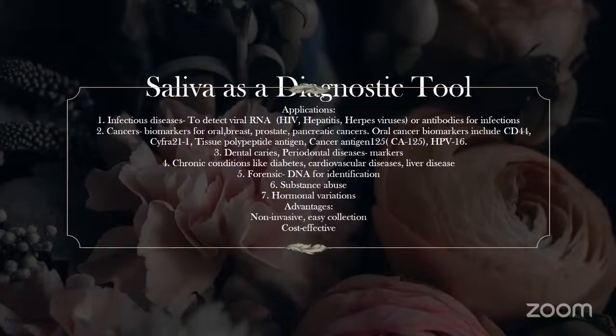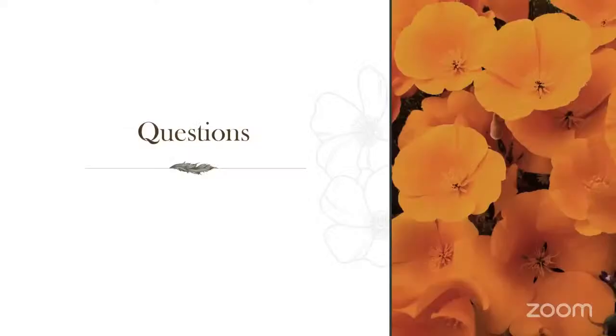And also in dental caries and periodontal diseases, markers are used to assess the conditions, and also to assess conditions like diabetes, cardiovascular diseases, liver diseases, etc. And in forensic odontology, it's an important source of DNA for identification, in case of substance abuses and hormonal variations, etc. The advantage is that it's very non-invasive. You can easily collect it and it's cost effective. So that's about the topic of salivary gland diseases.